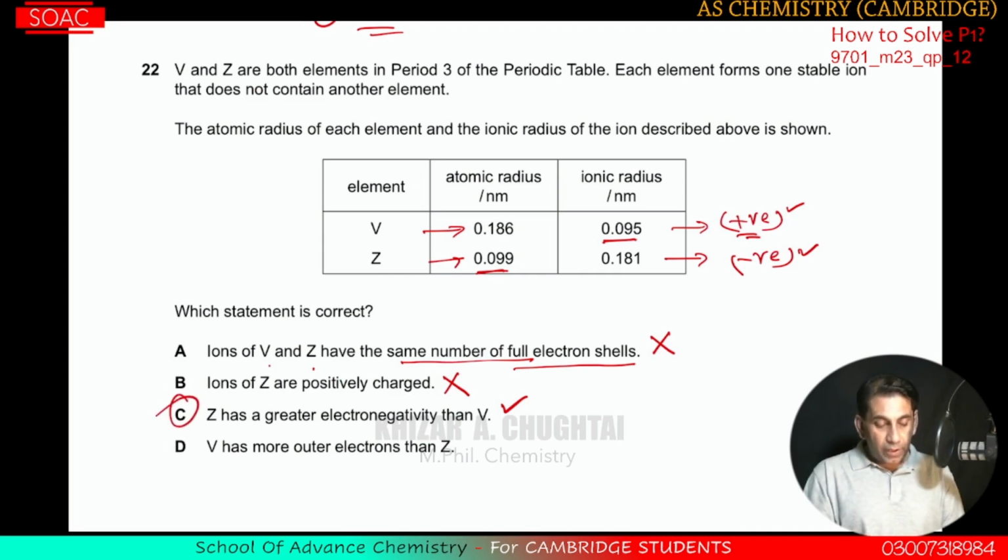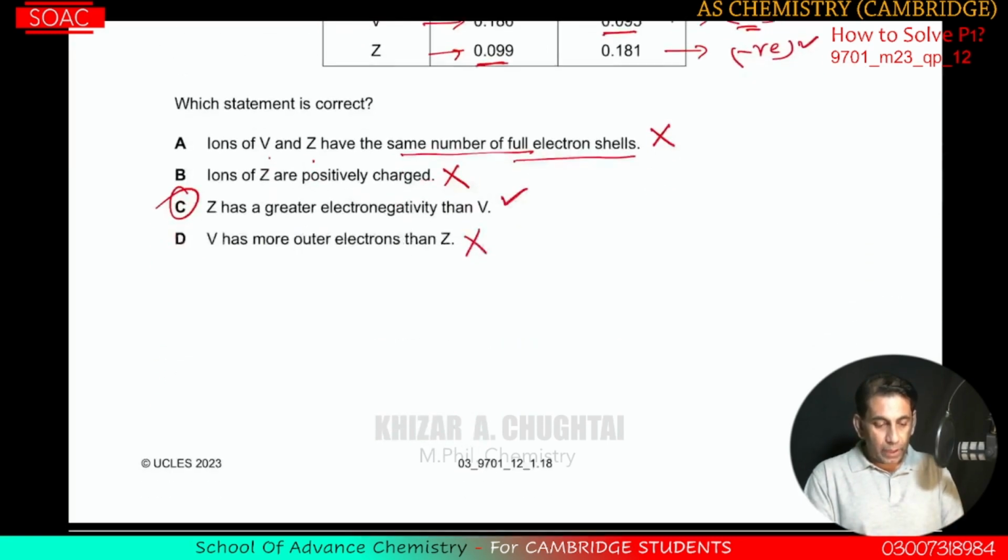And let me check D. V has more outer electrons than Z. No, it's not correct. V does not have more outer electrons. Basically, the species that has more outer electrons is going to become negative, or has more possibility to gain electrons. So V is making a positive ion, so it does not have as many outer electrons as Z, as it is going to prefer to lose electrons.